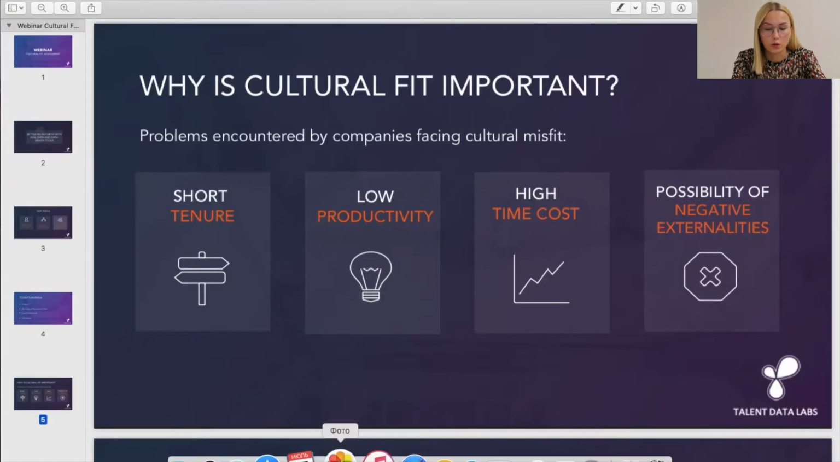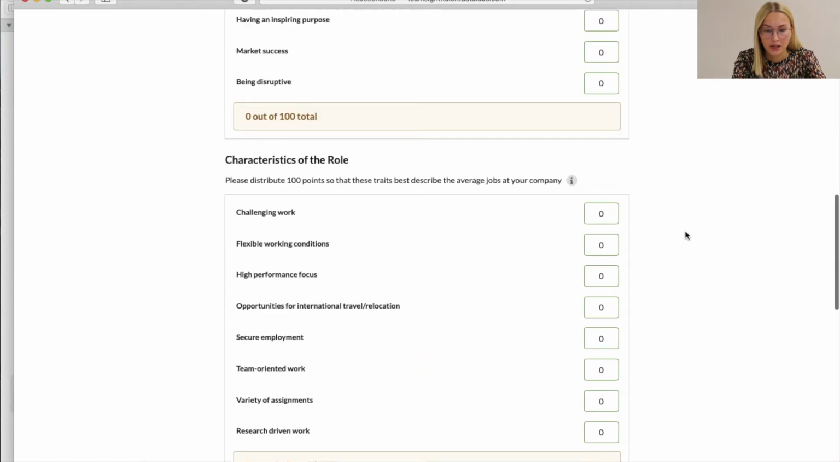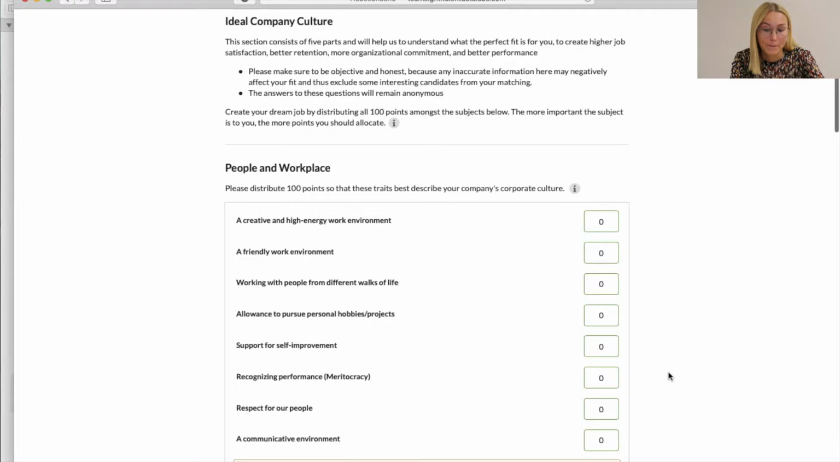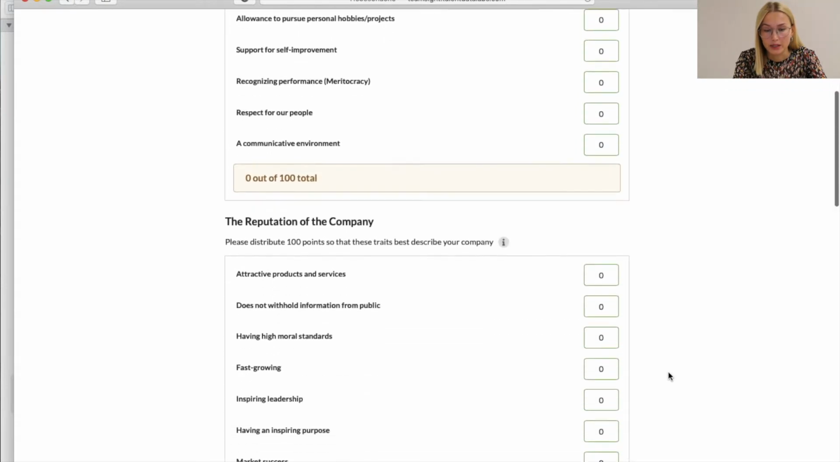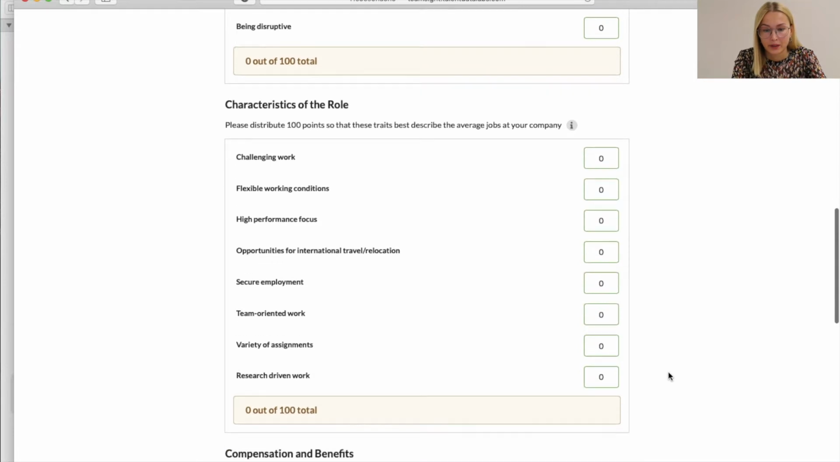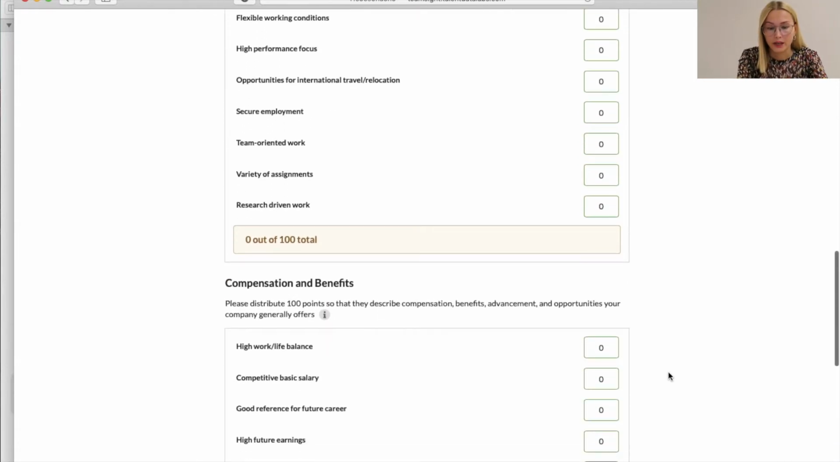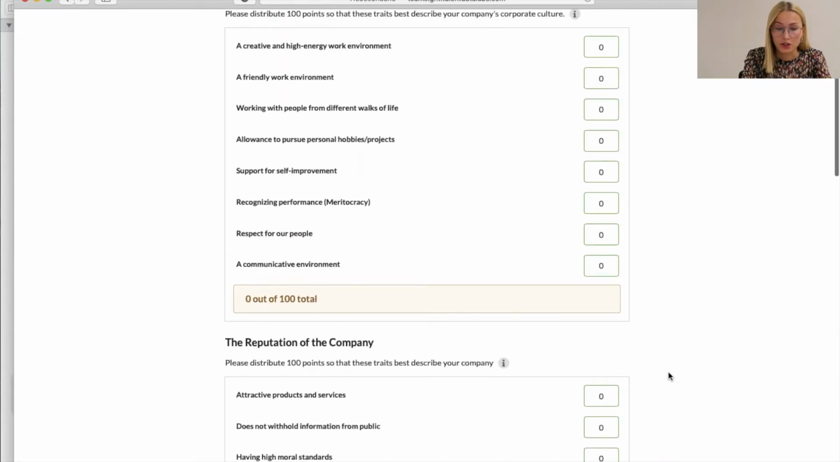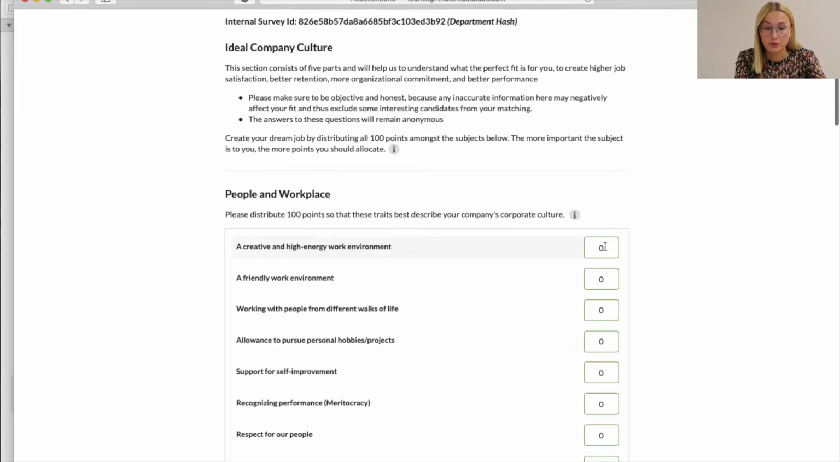I will go to the website, and here you can see Ideal Company Culture Assessment. Candidates choose the importance of aspects in 4 basic fields: people in the workplace, the reputation of the company, characteristics of the role, and compensation and benefits. Respondents distribute 100 points to the traits that best describe the ideal company culture.